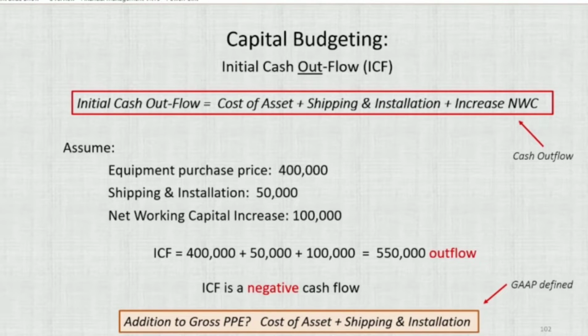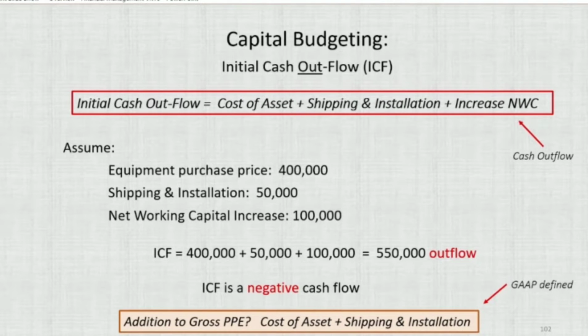The formula is the cost of asset plus shipping and installation expenses plus the increase in net working capital. Now, the first two items are pretty straightforward. Cost of the asset, that's just what it costs to buy the robots. Shipping and installation expenses, what does it cost, cash out of pocket, to ship the robots to the factory and get them set up and installed, ready to produce products. The third one perhaps is not quite as clear cut, the increase in net working capital.